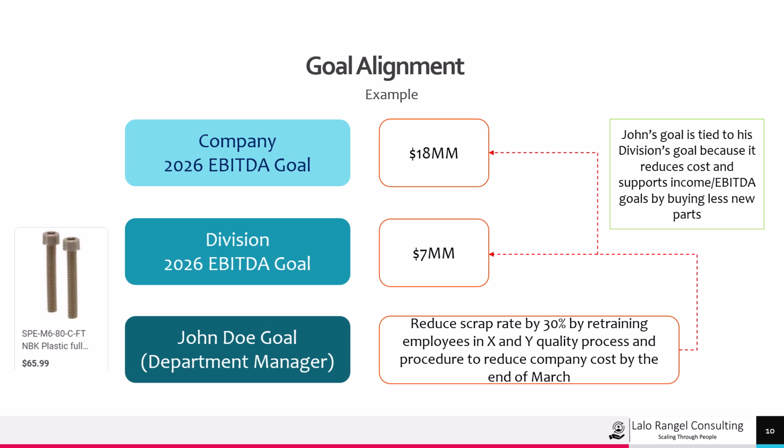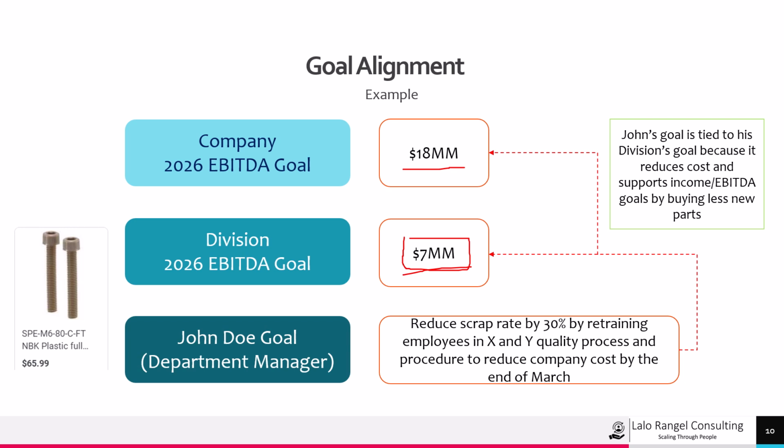The company has an annual EBITDA goal of $18 million. The division has an EBITDA goal of $7 million. Now we need to look at opportunities to reduce cost to be able to achieve earnings of $7 million for that specific division, or that are going to contribute to achieving that EBITDA goal.